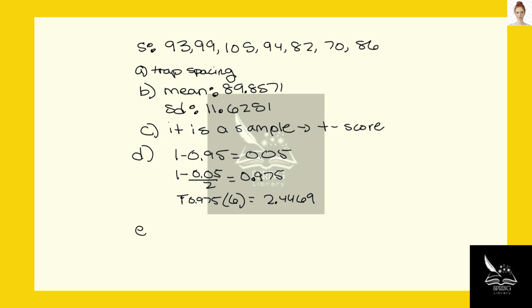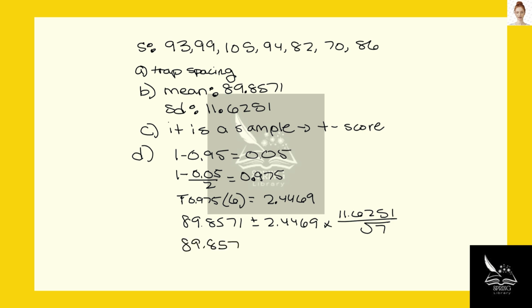So then E, your confidence interval is going to be 89.8571 plus or minus 2.4469 times your standard deviation of 11.6251 divided by the square root of 7. So I have 89.8571 plus or minus 2.4469 times 4.3939.